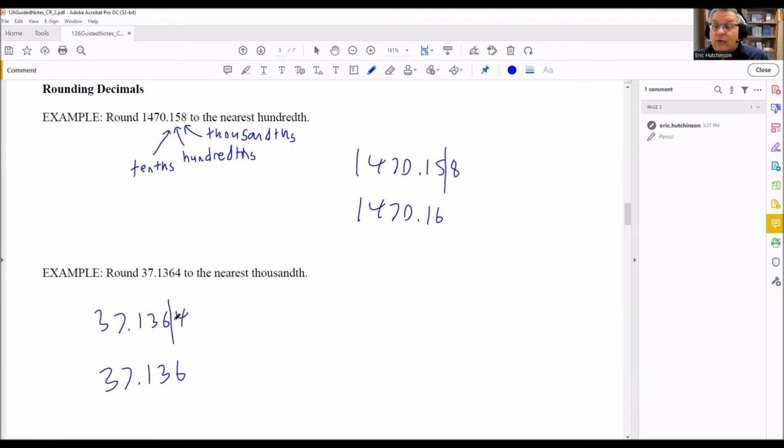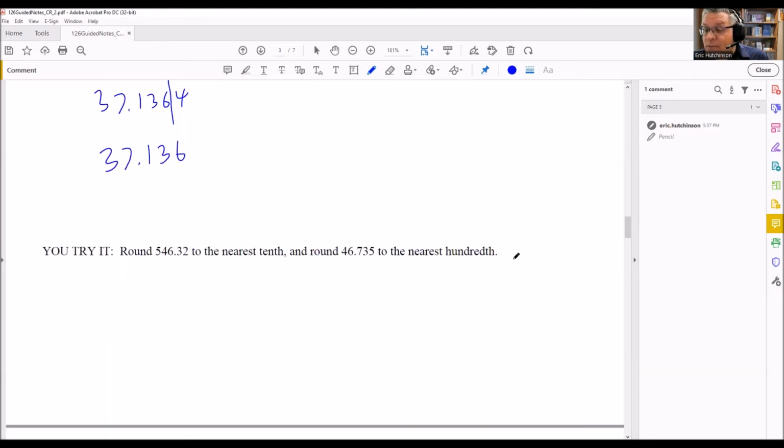So the only time we ever add a number is if the number afterwards is a 5 or above, and then we round up. Otherwise, we just drop that decimal and leave the number the same as it is. So with that, let's do one more example.